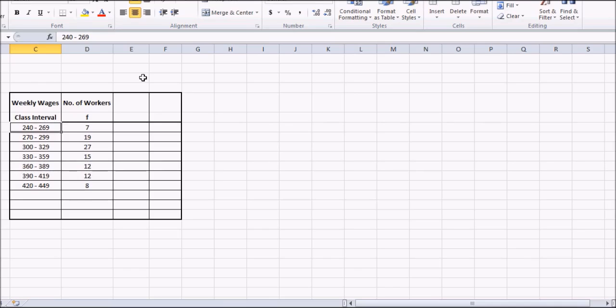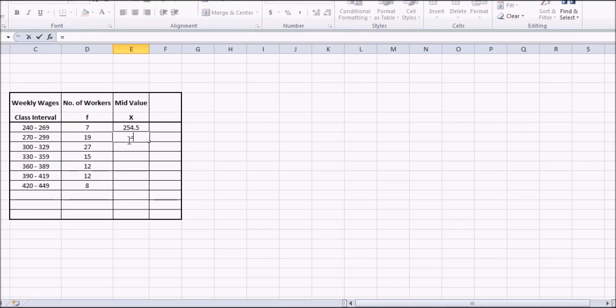Alright, so let's do it together and see if you have got it correctly or not. We need to find the mid value of this class, because the class intervals are given and we will take the mid value as our variable x. Now what is the mid value here? What do we do to take the mid value? Well, we add both the lower limit and the upper limit and divide by 2. So here it is (269 plus 240) over 2, and that gives me 254.5.